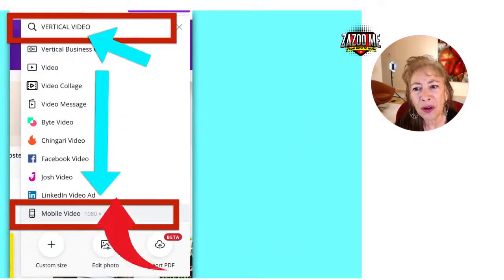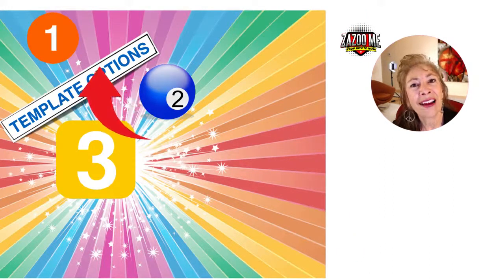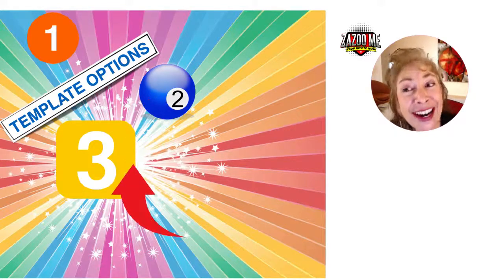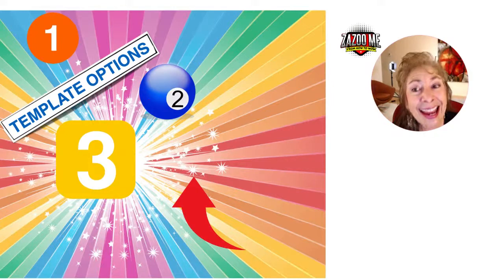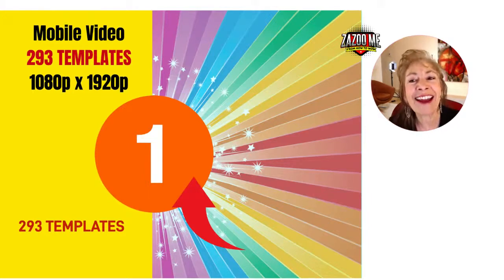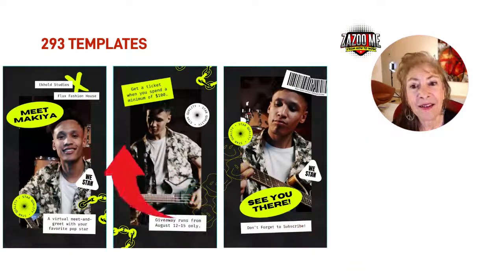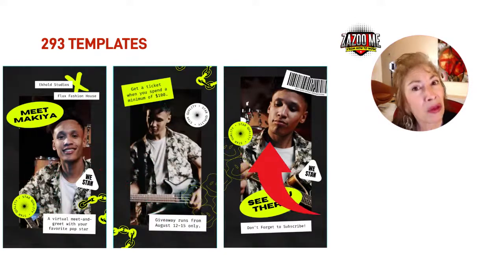Okay. So look at this. There are not one, not two, but 3 template options in Canva to make YouTube shorts. The first one is mobile videos, and there are a huge amount of templates, 293 templates for you to use to get started making shorts in Canva. Look at this. This is the kind of thing that you can do. Why are there 3 different images? Well, I'm going to go over that shortly.